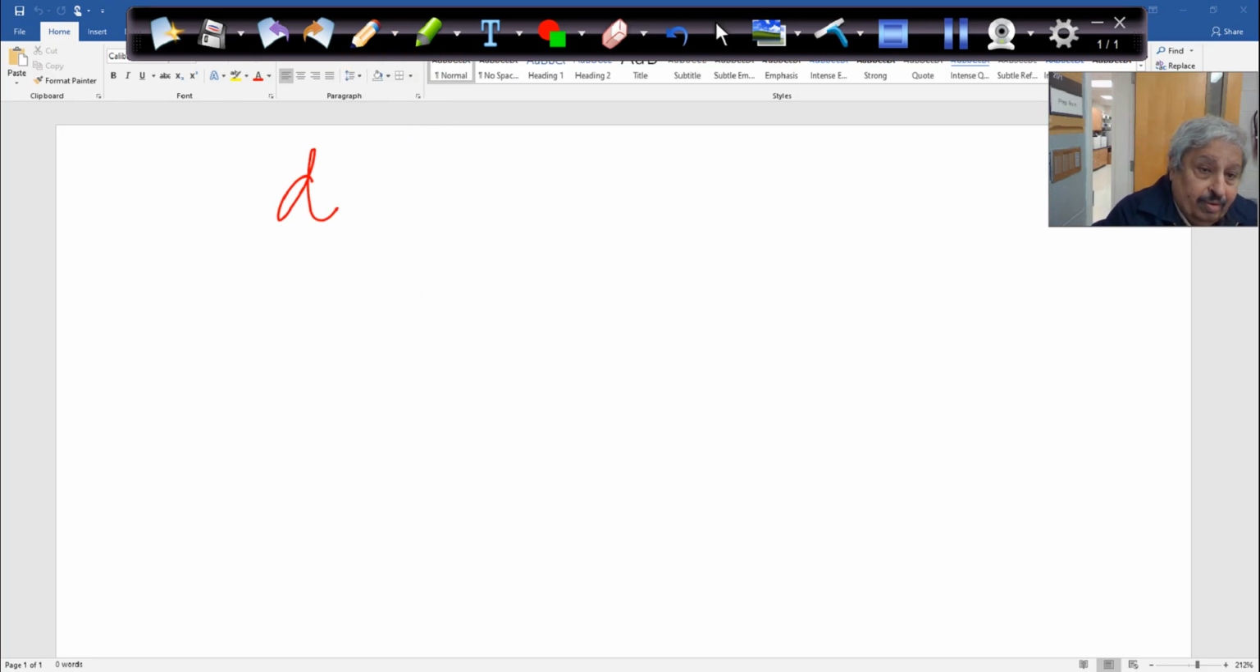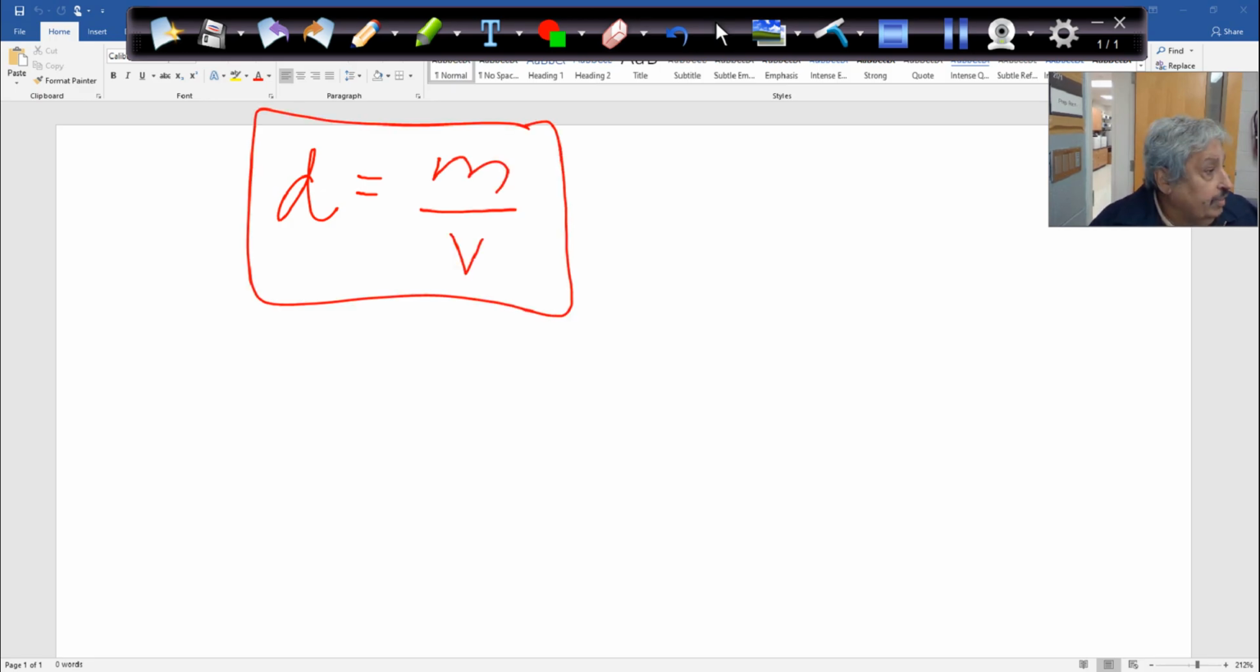So density is mass over the volume. You will be given an unknown object, correct? You don't know what this object is, and you don't know its density. So then you will measure the mass and the volume, and determine the density, correct? So mass over the volume is the density. Then you will have A, B, C, D multiple choices, and you have to pick the correct answer from all those choices. Correct, guys? So that's the first one.